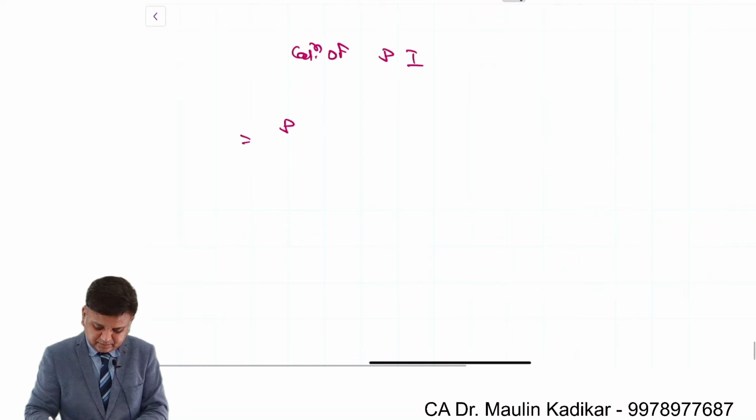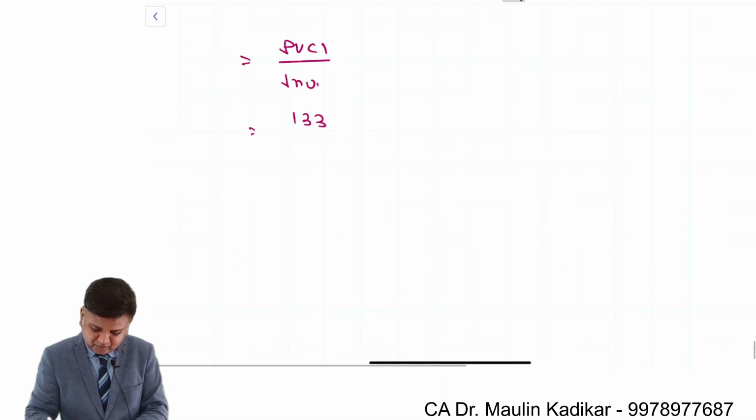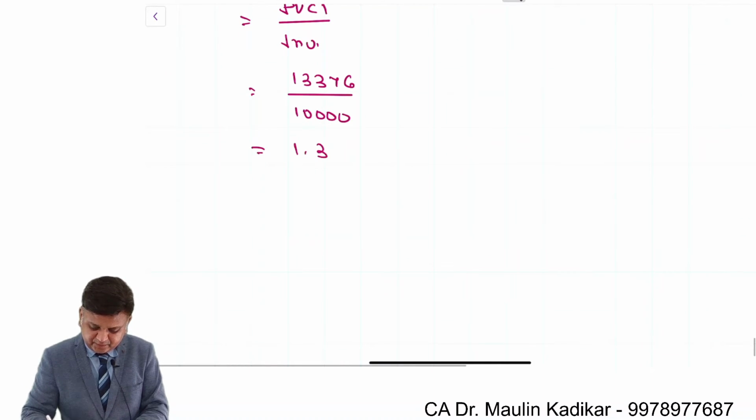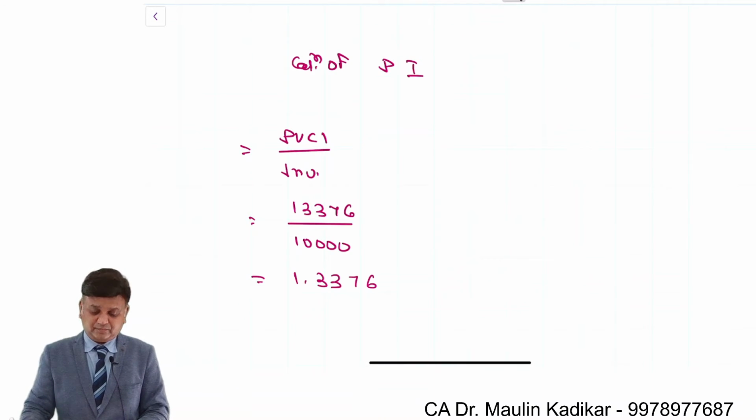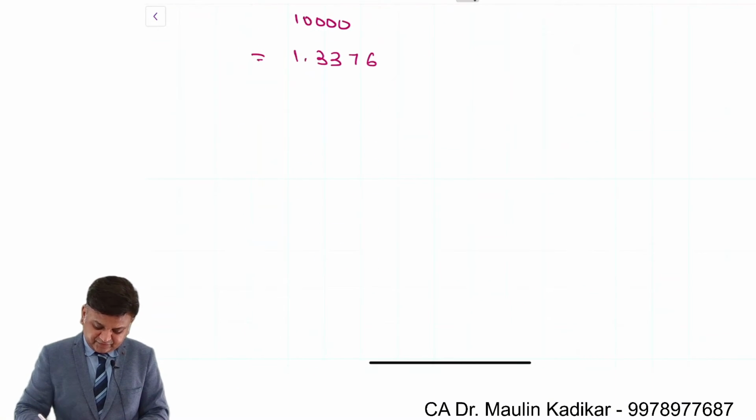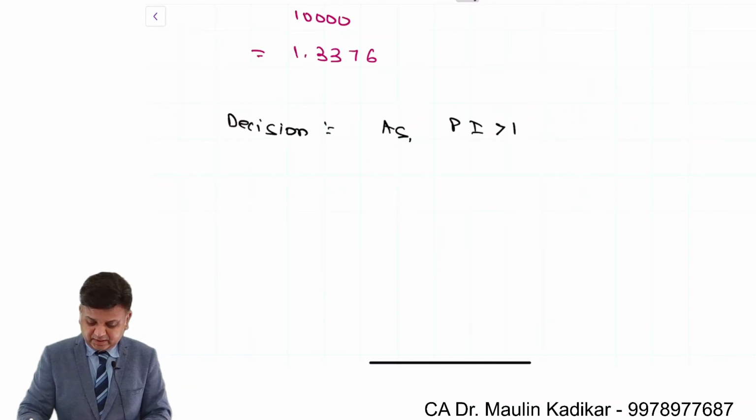Calculation of PI: present value of cash inflow divided by investment, 13376 upon 10,000, equals 1.3376. With a paragraph, write down the decision: as PI exceeds 1, accept the project.